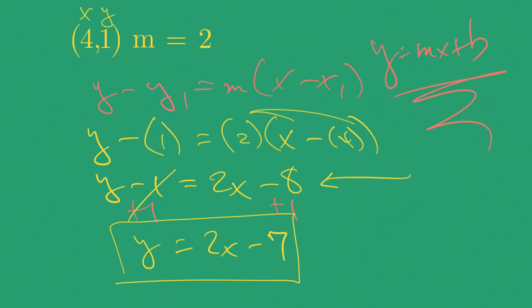And so as far as the instructions on the assignment today, this is where we would finally be done. Y equals 2x minus 7. But both of these equations, and let me emphasize that again, both of those equations are legitimate equations of that same line. They both describe a line that goes through the point 4,1 and has a slope of 2.